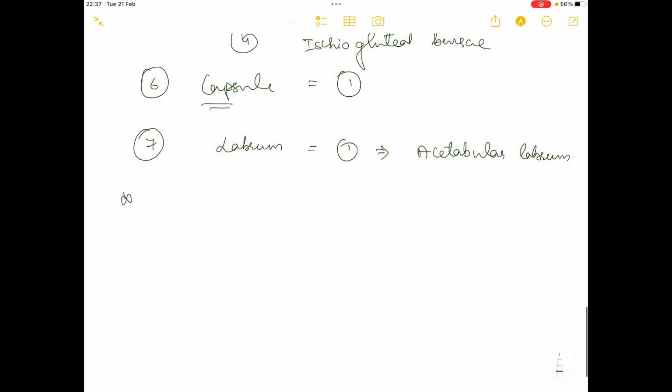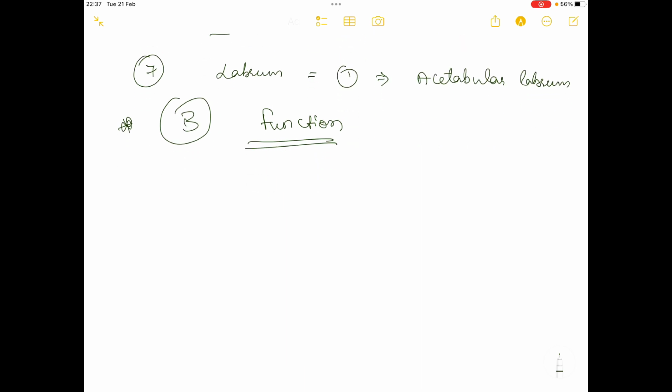Now let's talk about the function of the hip complex. The first topic was introduction, and now we are talking about the function. There are mainly two functions of the hip complex. First is mobility, and the second is stability. For example, running, walking, and squatting are examples of mobility. And if we kick a ball, or stand, those activities come under the stability part.